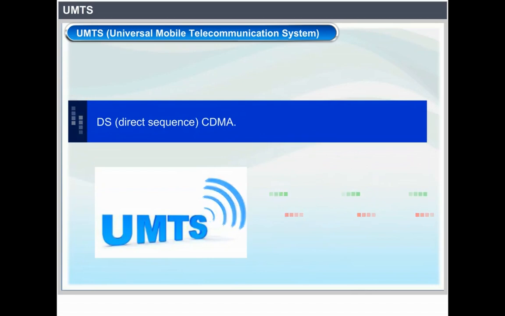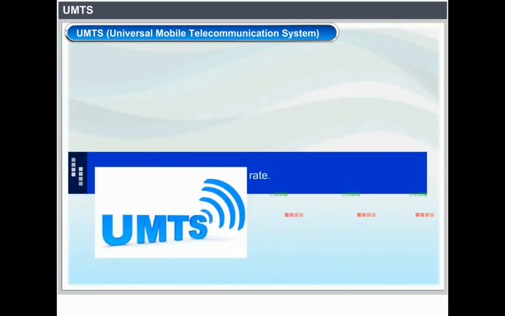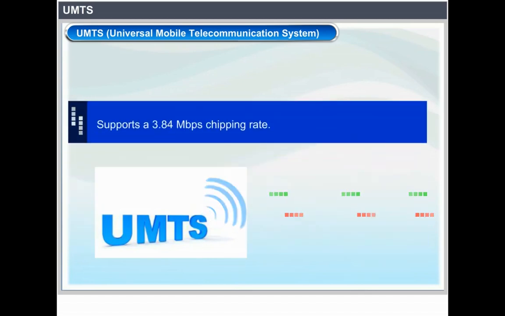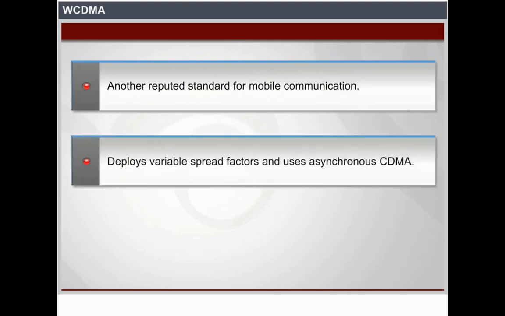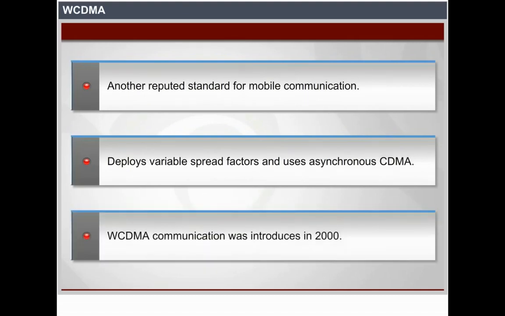DS, Direct Sequence CDMA, supports a 3.84 Mcps chipping rate. WCDMA, another popular standard for mobile communication, deploys variable spread factors and uses asynchronous CDMA. WCDMA communication was introduced in 2000.